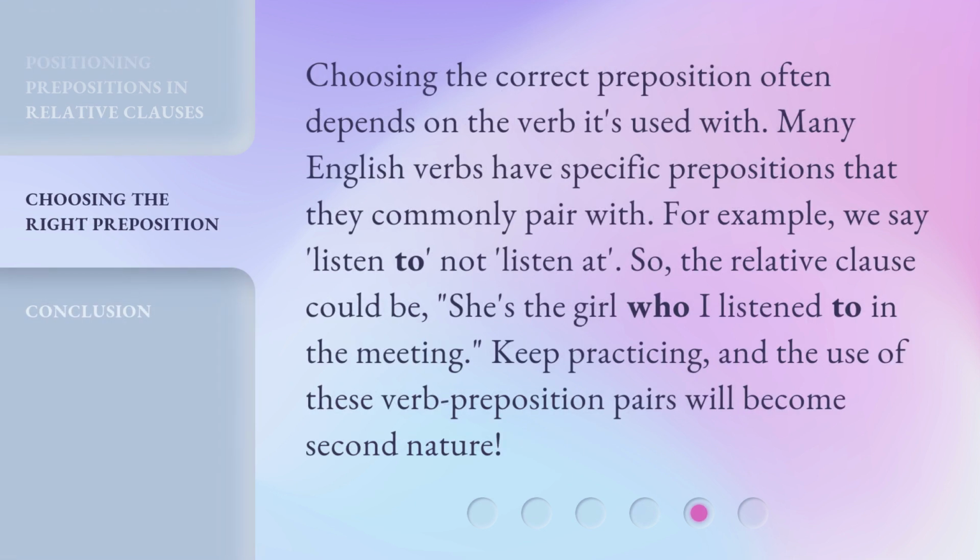Choosing the correct preposition often depends on the verb it's used with. Many English verbs have specific prepositions that they commonly pair with. For example, we say, listen to, not, listen at. So, the relative clause could be, she's the girl who I listened to in the meeting. Keep practicing, and the use of these verb preposition pairs will become second nature.